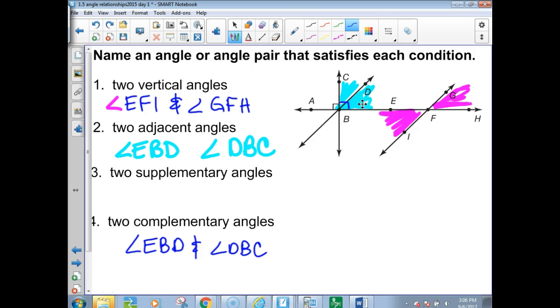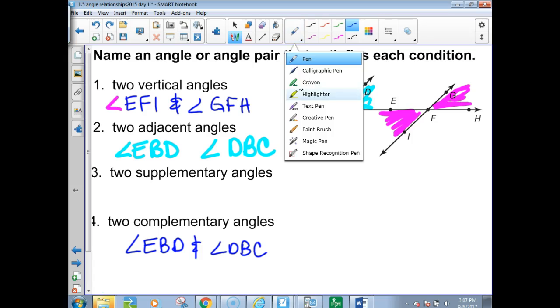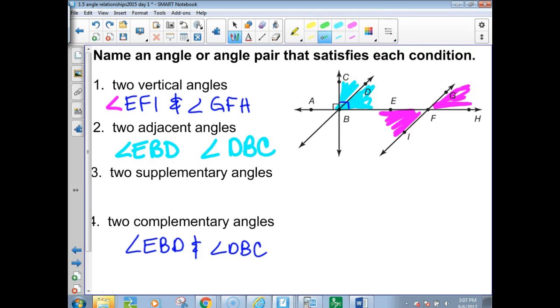So there are a whole bunch of adjacent angles in this picture too. But I'm also now going to name a pair of supplementary angles. Supplementary means we're going to make a straight line when we put them together. So I'm going to do it over here. If I want to make a straight line, I could use this angle, and then I just have to go all the way to here. So that's one example, angle IFE.